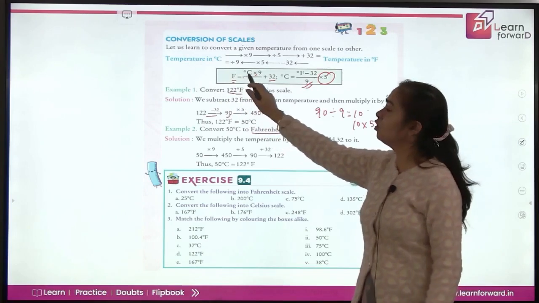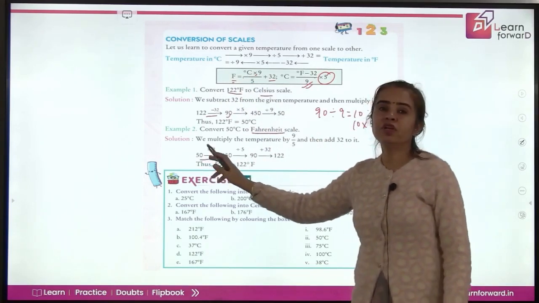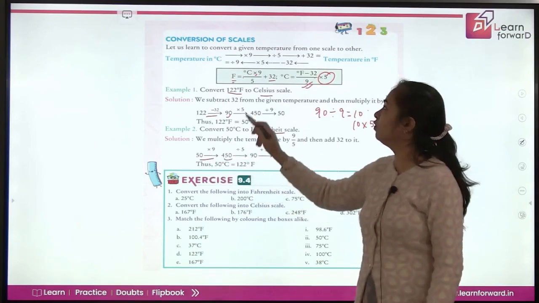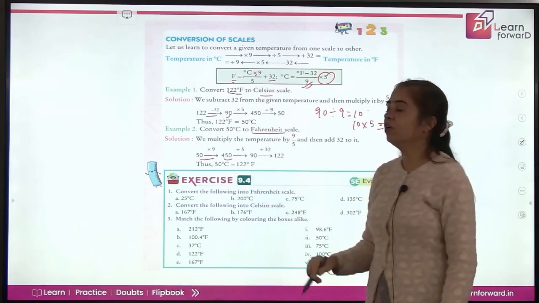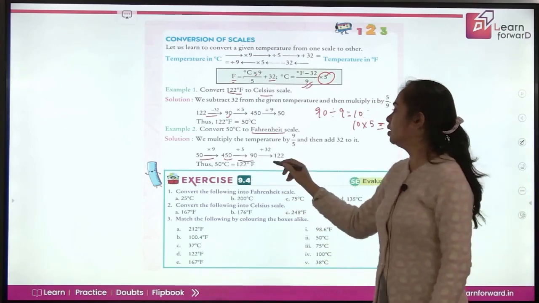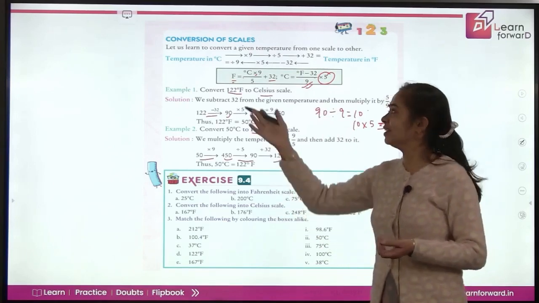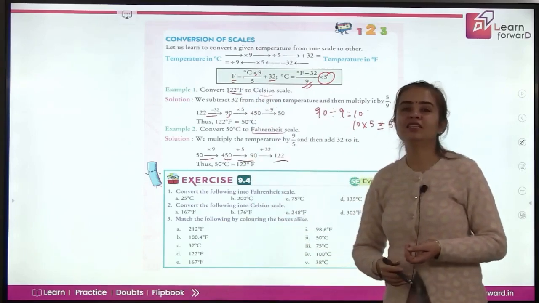So, starting from Celsius, we will first multiply by 9. So, 50 times 9 is 450. Now, divided by 5, what do you get is 90. 90 plus 32 gives you 122. So, we are back on the same answer. That means we have just interchanged them.